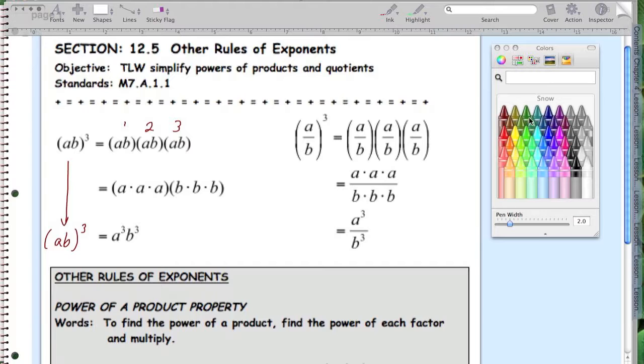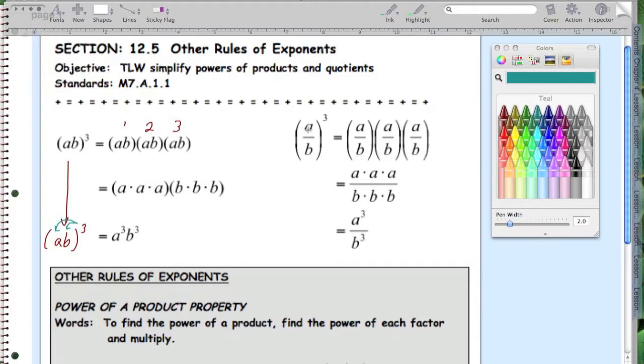So the relationship between the two is whenever you have two values being multiplied together inside parentheses with the entire set of parentheses being raised to a power, really what happens is that exponent basically gets distributed in. It gets factored into both of them, multiplied into both of them. And so it becomes A cubed, B cubed.